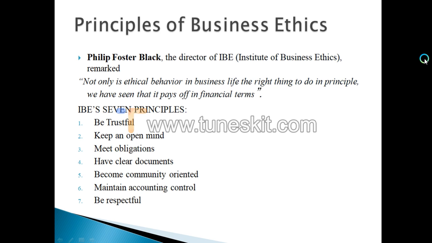Now, this whole definition that Philip remarked can be understood in the 7 principles that you can see just below the definition. The Institute of Business Ethics has marked 7 principles. And what are the 7 principles? Very simple. Number 1, be trustful. You should be trustful to others. People should not suspect you.